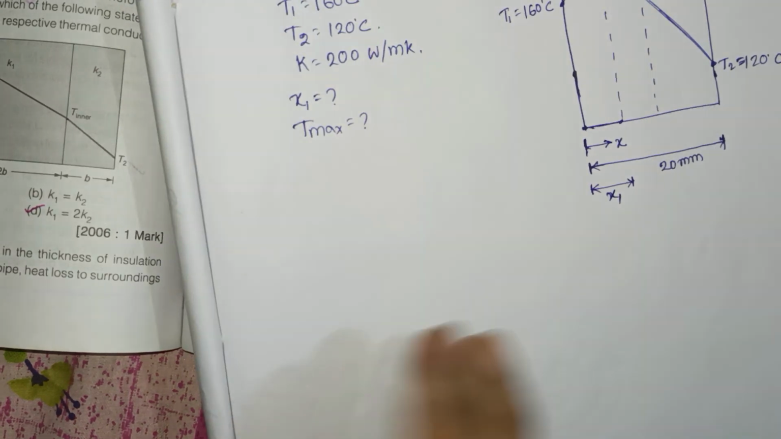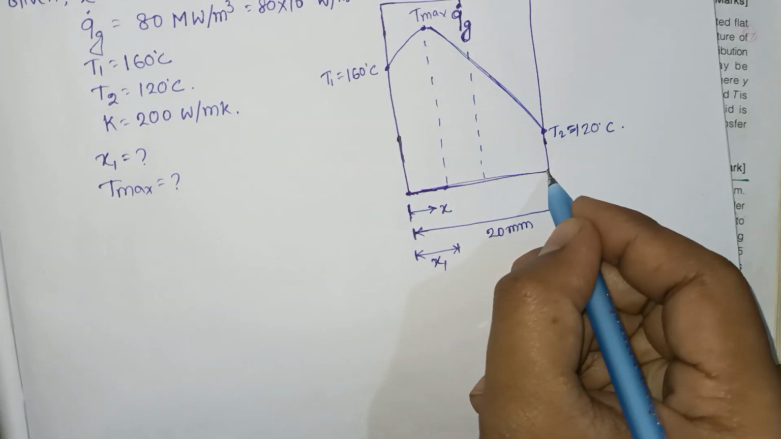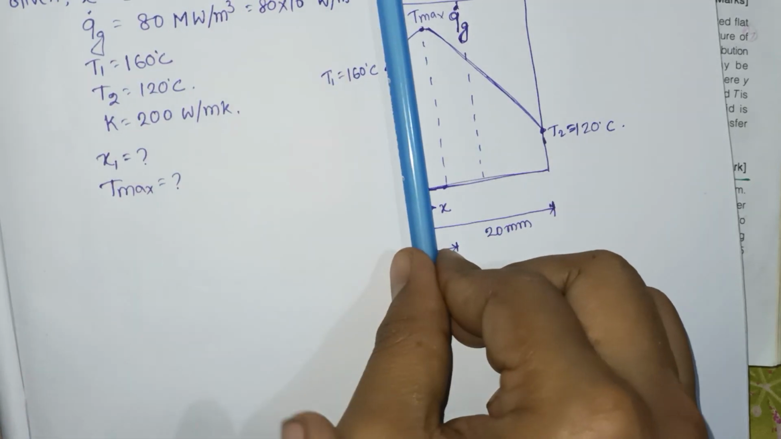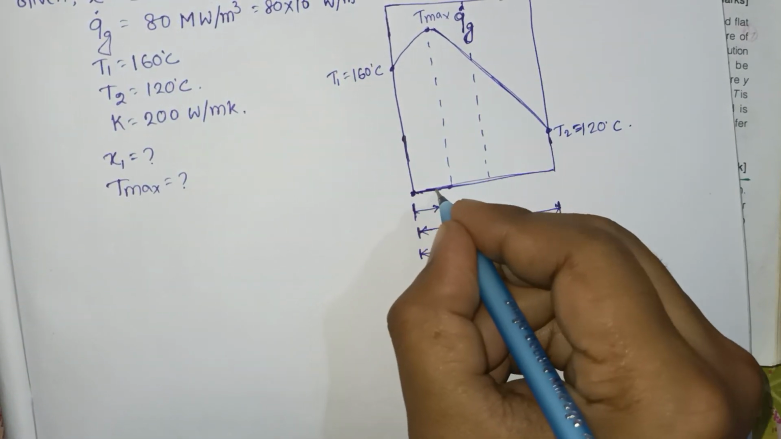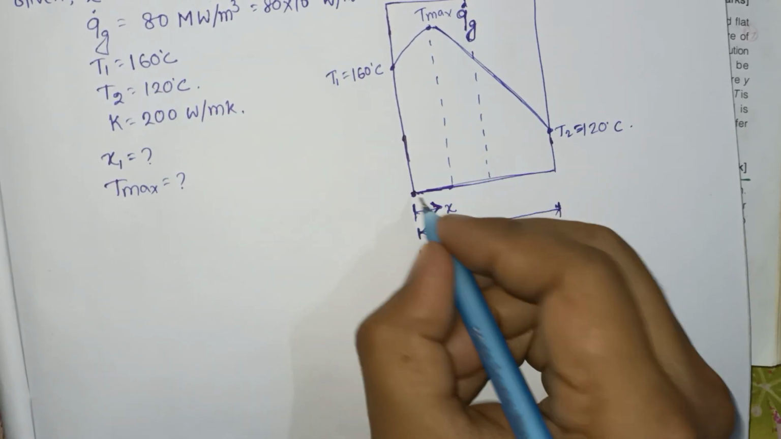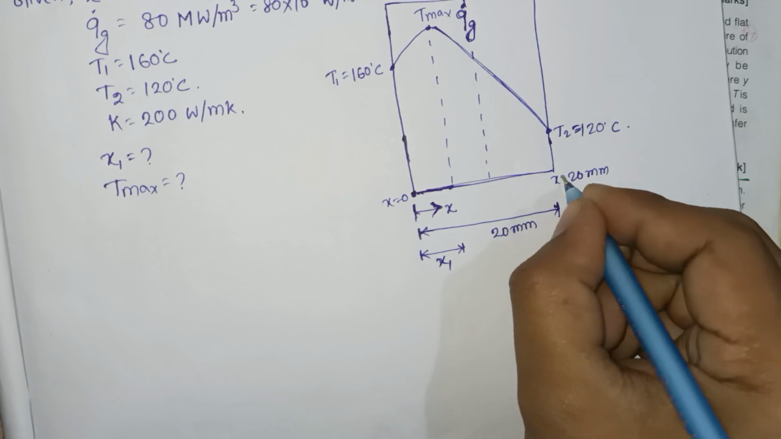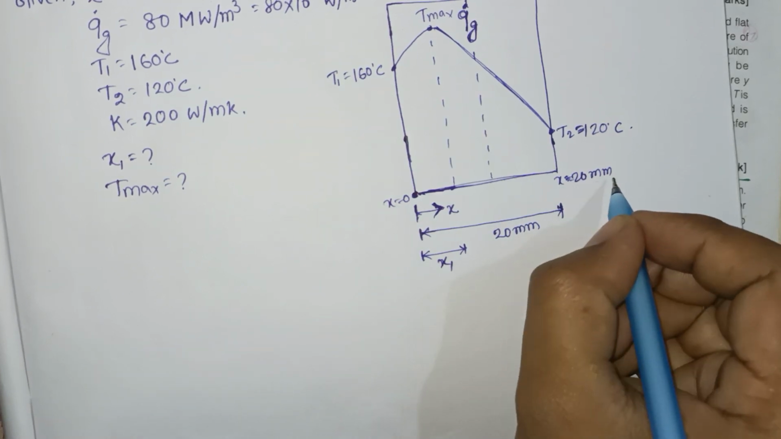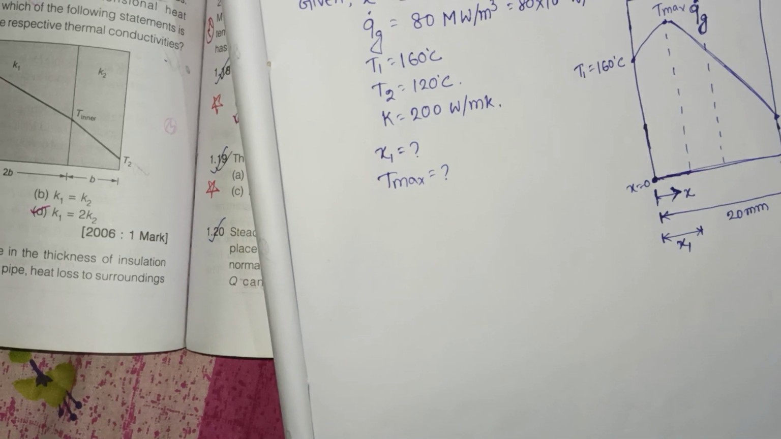Now, in this plate of 20 millimeter, the plate starts from the left side and goes toward the right. So here x equal to 0, and the x direction goes to the right. So x is 0 here and x is 20 millimeter here. When x is 0, the value of T1 is 160, and when x is 20 millimeter, the value of T2 is 120.